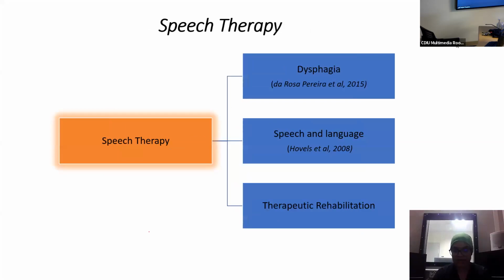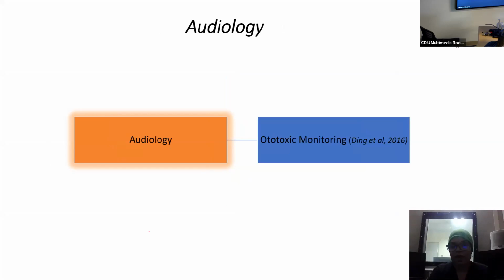Speech therapy. De Rosa Pereira et al. presented data that suggests dysphagia may occur after surgery in infants with congenital heart disease. Though they had a limited sample size, dysphagia and speech-language delays may be prevalent in those who have underlying genetic syndromes or had perioperative complications. Audiologists may play a role in ototoxic monitoring with patients who are receiving diuretics.